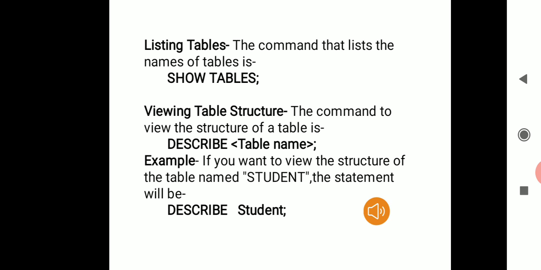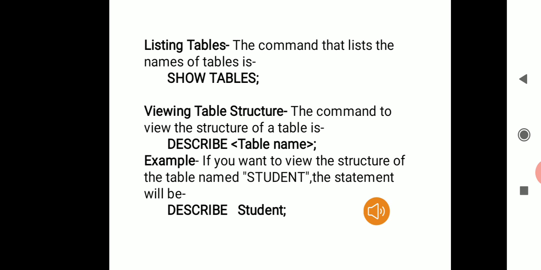In this slide, I will be talking about the commands to list the set of tables in a database and also the command to view the structure of a particular table in a database. Let's start with the command to list the tables in a database. The command to list all the tables in a database is show tables followed by semicolon. So just simply type the command show followed by a space, then tables and a semicolon as shown in the slide.